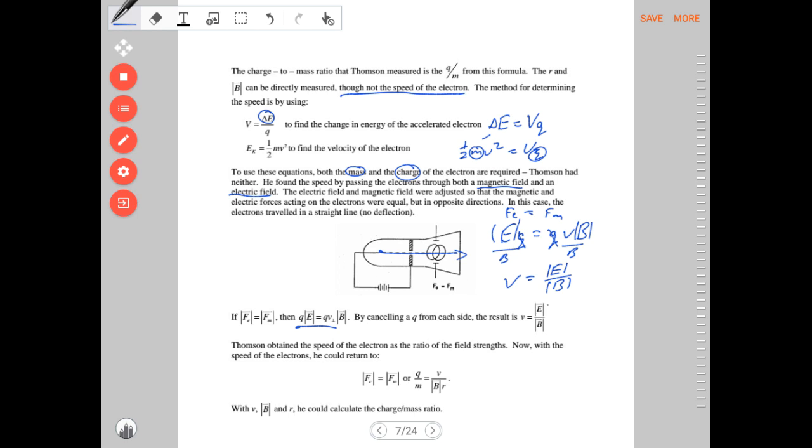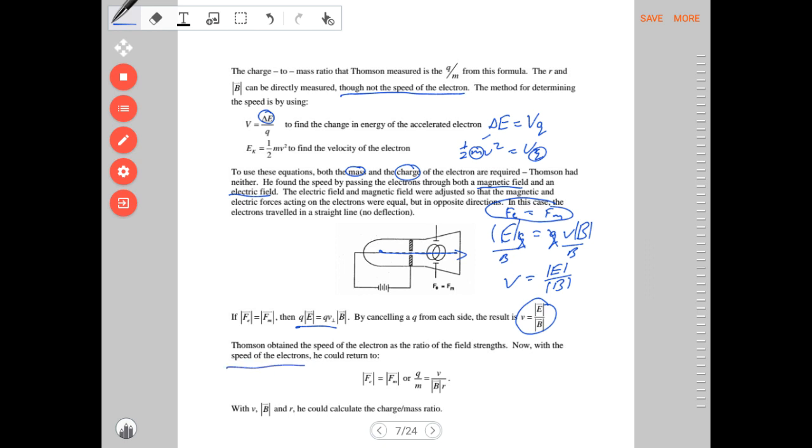Awesome. So there's a nice little derivation of that formula there. It is not on your formula sheet. You just have to know how to do it. Remember, so much of Physics 30 is equating or balancing forces. So Fe equals Fm. Start there, and away we go. So Thomson obtained the speed of the electron as the ratio of the field strengths.